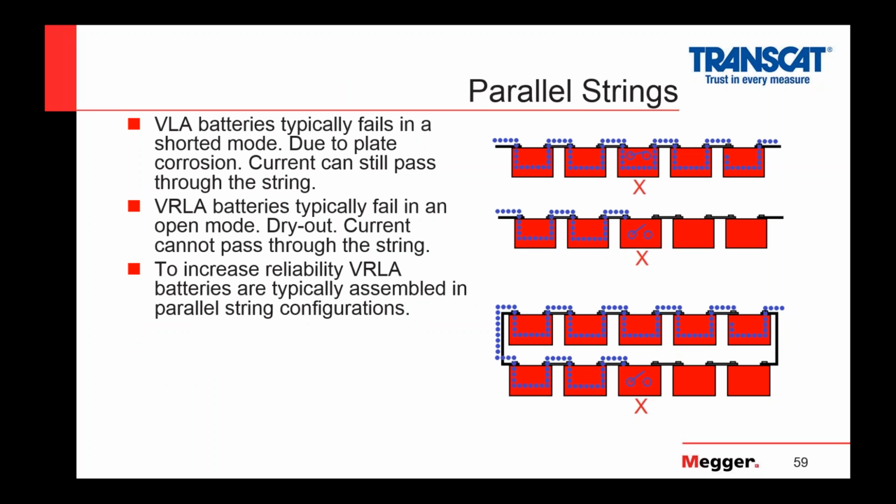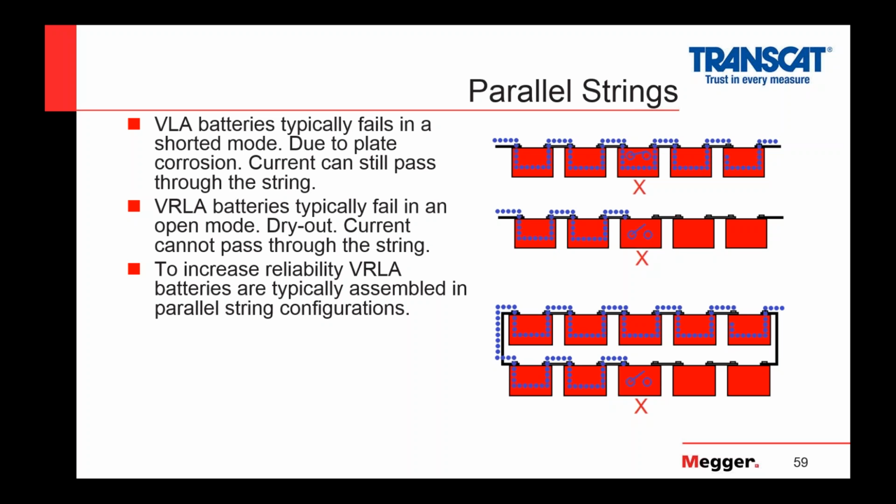And the last topic is parallel strings. A VLA battery, a vented lead acid or flooded cell, fails in what we call a shorted mode. That means that when it fails, you still typically can get current through it. So in a series string, even if you have a battery that failed, you can get current through.